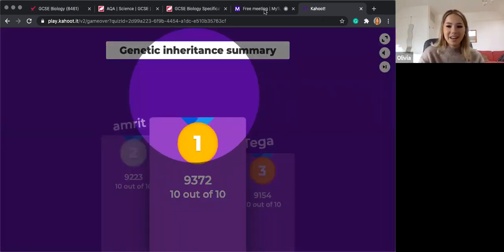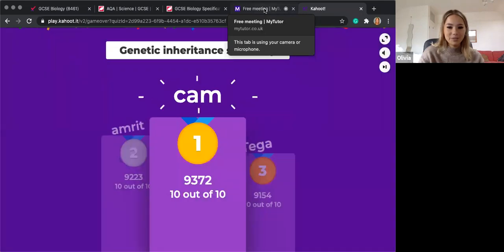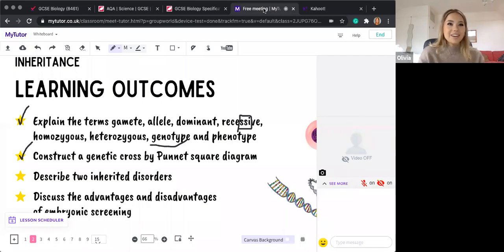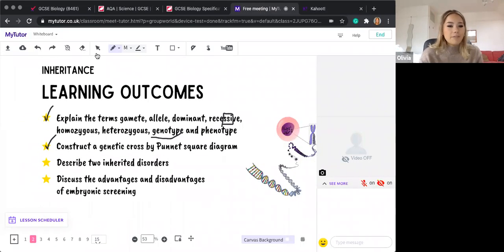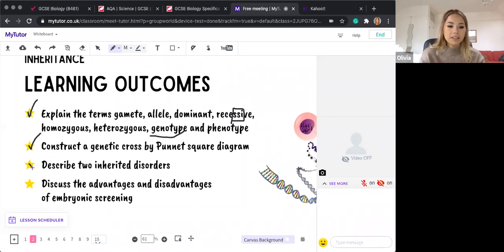Okay, so we'll leave that there. Right, so if we go back to our learning outcomes then, you should be able to explain all these terms, should be able to use a Punnett square, should be able to describe these two inherited disorders, and we've had a little look at discussing the advantages and disadvantages of embryo screening.